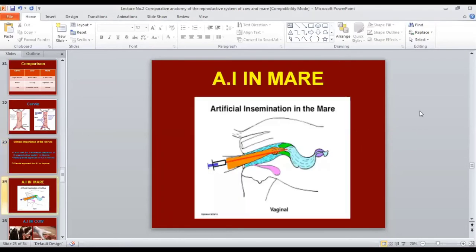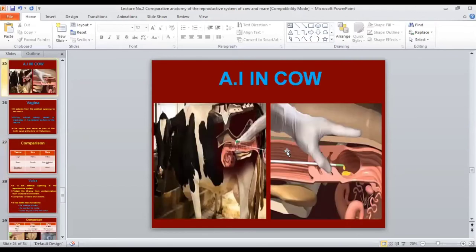Okay, then you can see a picture over here, the artificial insemination in the mare. You can see the clinician's hand is in the vagina, and here you can see the AI pipette being inserted in the cervix. But in case of the cow, there is an animated picture showing how the clinician is inserting the hand in the rectum, actually holding the cervix, and here the AI pipette is being passed.